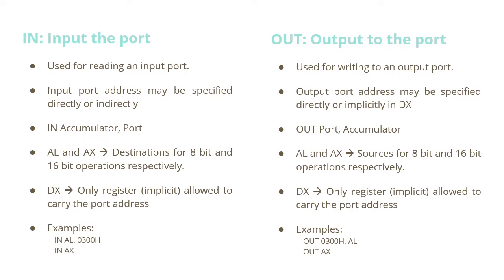The first one is OUT 0300H, AL. What this instruction does is that it will send the data that is available in AL to the port address specified as 0300H. Next instruction is OUT AX. Here the address of the port is given implicitly in the DX register. So this instruction will send the data that is available in AX to the port address that is specified implicitly in the DX register.